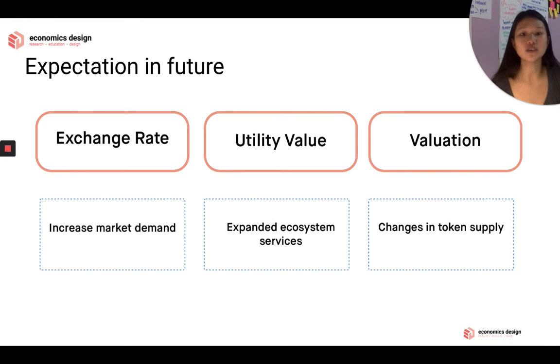Or it could be a utility value. Because there's increase in the ecosystem services, there's a lot more goodness, a lot more utility in joining the ecosystem. So instead of just having your token to access one merchant, all the merchants in London are going to accept that token. So there is a higher utility, there's a higher use case in the future, and that affects how much you are valuing the tokens today. And lastly, it's valuation. Basically, the changes in token supply can affect the valuation that we talked about just now.